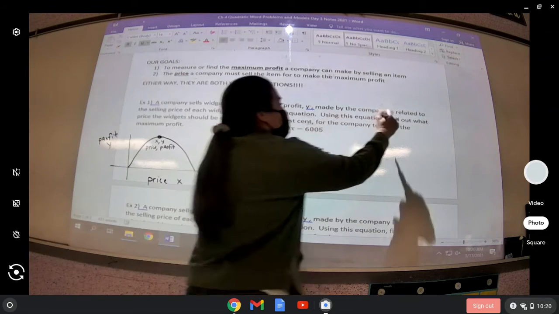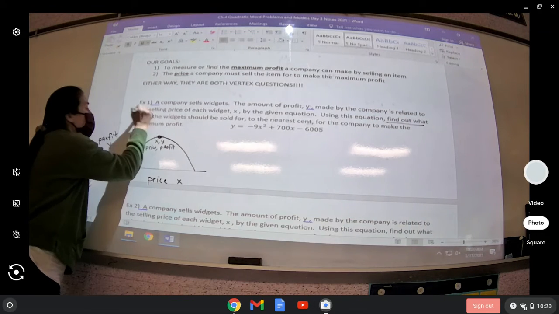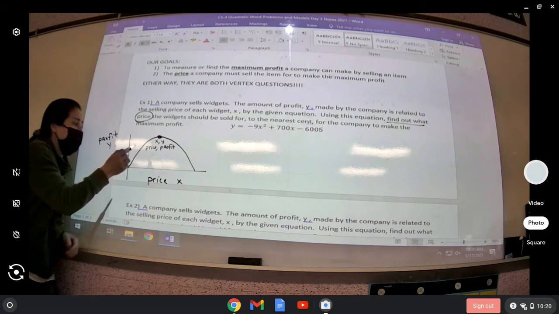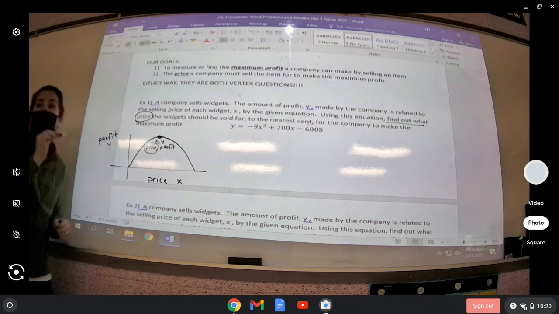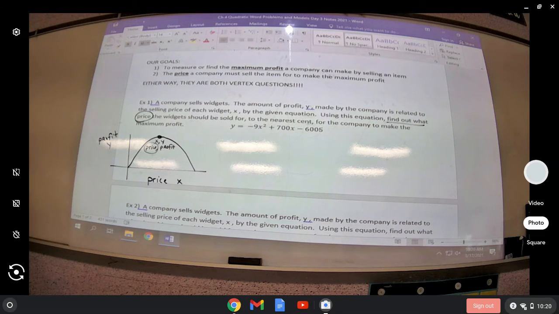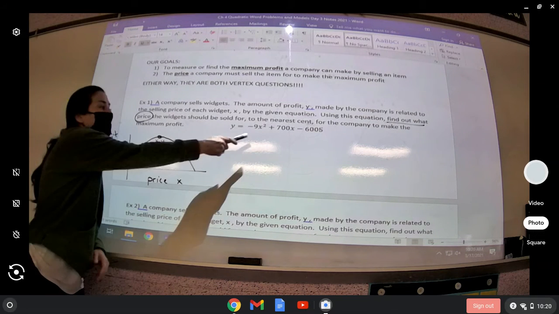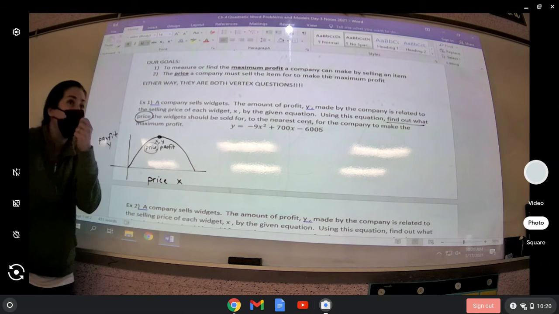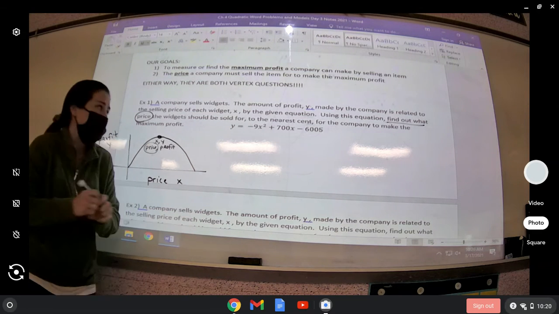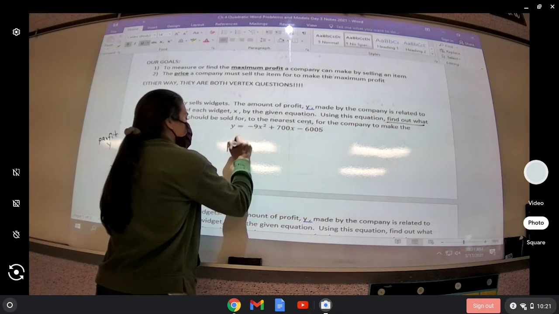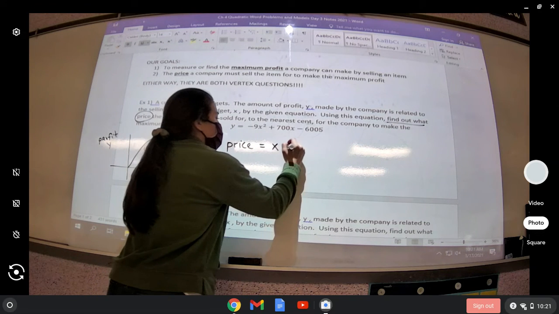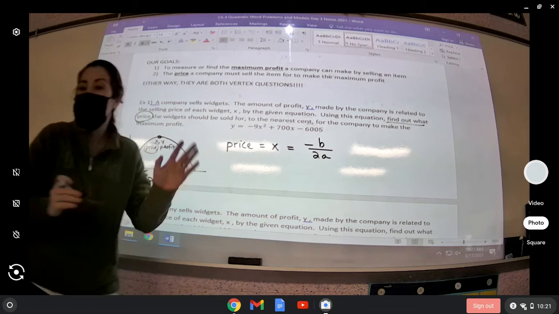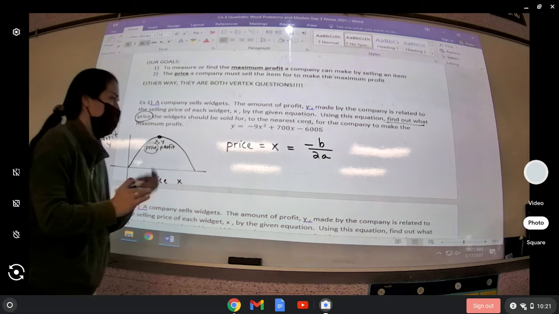So find out what price the widget should be sold for. So guys, they just asked you to find that perfect price. That's the X coordinate of your vertex. So all we have to do to answer this question is find the X coordinate of that vertex created by that quadratic equation. So guys, it's just a negative b over 2a question. So the price, which is equal to X, will be equal to the opposite of b divided by 2 times a. That's all we have to do to answer this question.